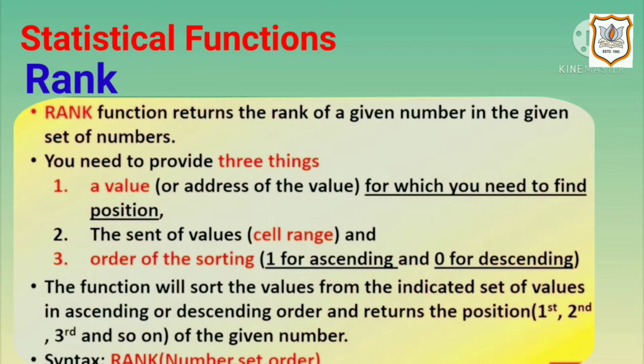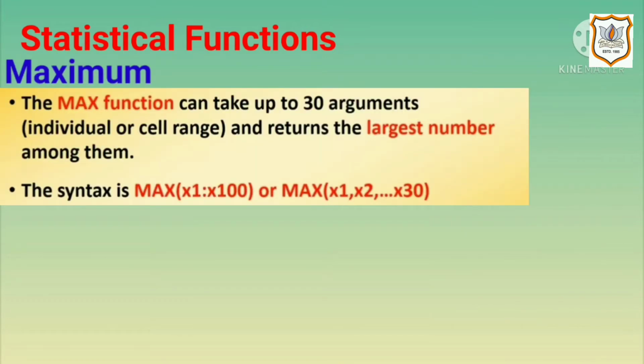Syntax of RANK is equal to RANK(number, set, order). This function is the maximum function. The MAX function can take up to 30 arguments and returns the largest number among them. The syntax of the MAX function is equal to MAX(x1:x100) or equal to MAX(x1, x2, up to x30).